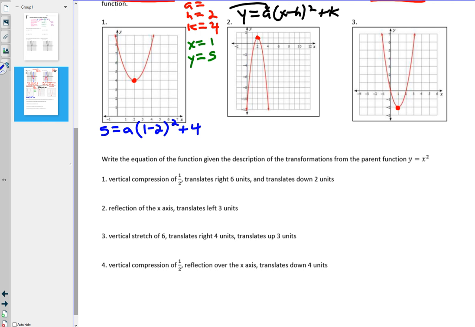What's the only letter you see? What's the only variable? We only see the a, correct. So now we can solve. What's 1 minus 2? Negative 1, good. Squared plus 4. What's negative 1 squared? 1. What's 1a? Just a. So this whole little mess here just becomes a. So 5 equals a plus 4. If I just do minus 4 on both sides, what does a give you? a is 1.